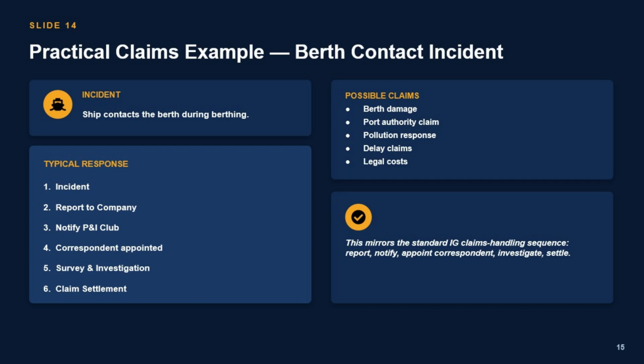The master immediately reports the incident to the company, which notifies the P&I Club. The club appoints a local correspondent who arranges for surveyors and other experts to inspect the damage and collect evidence. After the investigation is completed, negotiations take place with the claimant, and if liability is established under the applicable law and the club rules, the claim is settled. This example shows that successful claims handling depends on quick reporting, professional investigation, and close cooperation between the ship, the company, and the P&I Club.